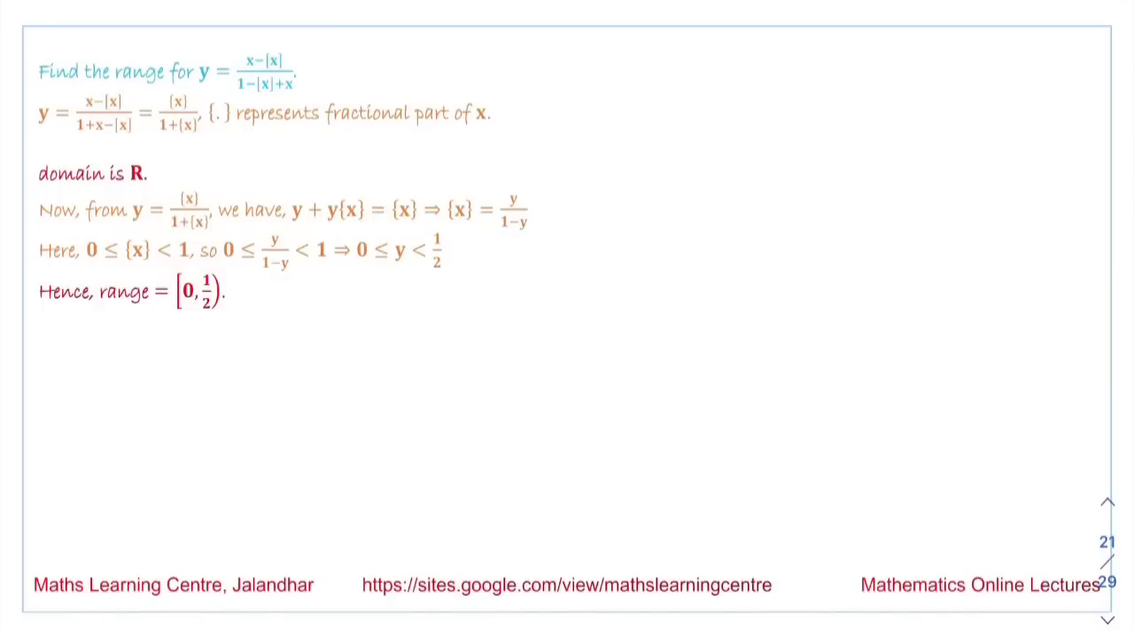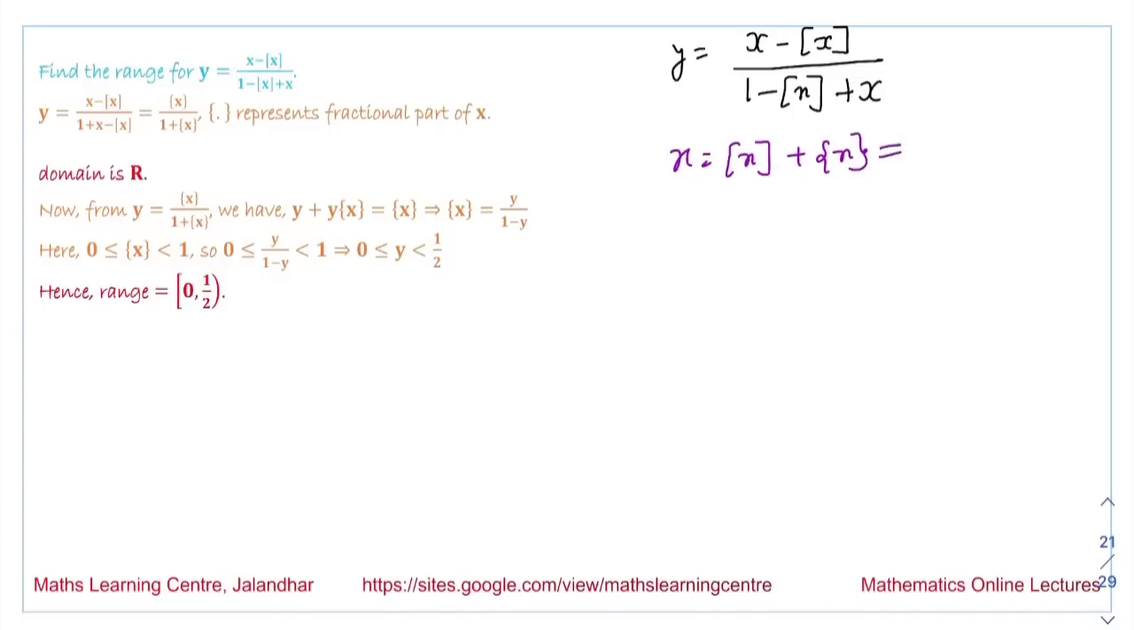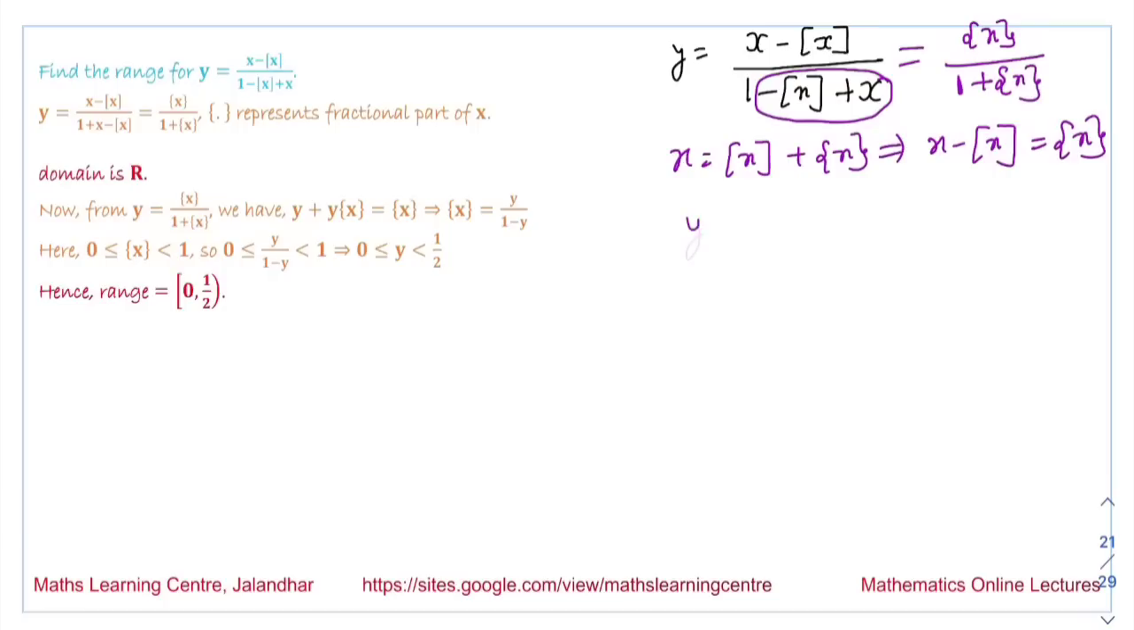Next is find the range of the function y is equal to (x minus greatest integer of x) over (1 minus greatest integer of x plus x). So if we look at these values over here, the value of x is the greatest integer of x plus the fractional part of x. So x minus greatest integer of x is equal to the fractional part of x. So this becomes fractional part of x over 1 plus fractional part of x. So the function we get is y is equal to x over 1 plus fractional part of x. So y plus y into fractional part of x is equal to this.